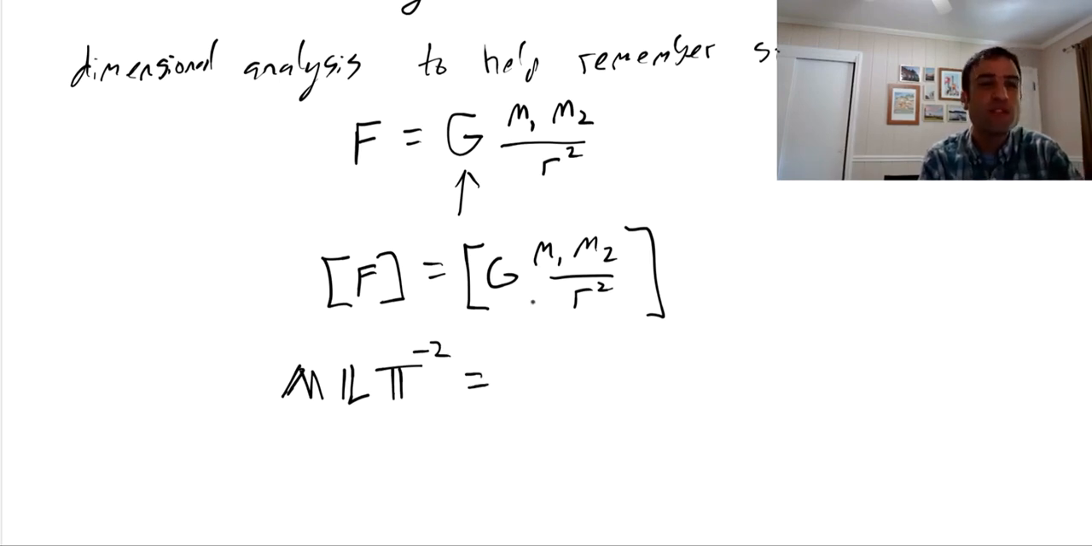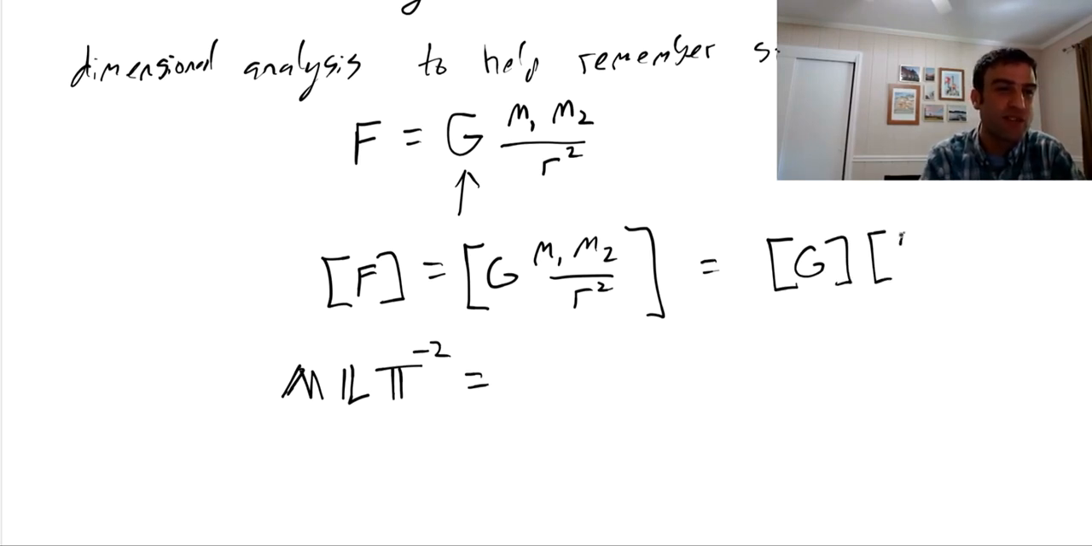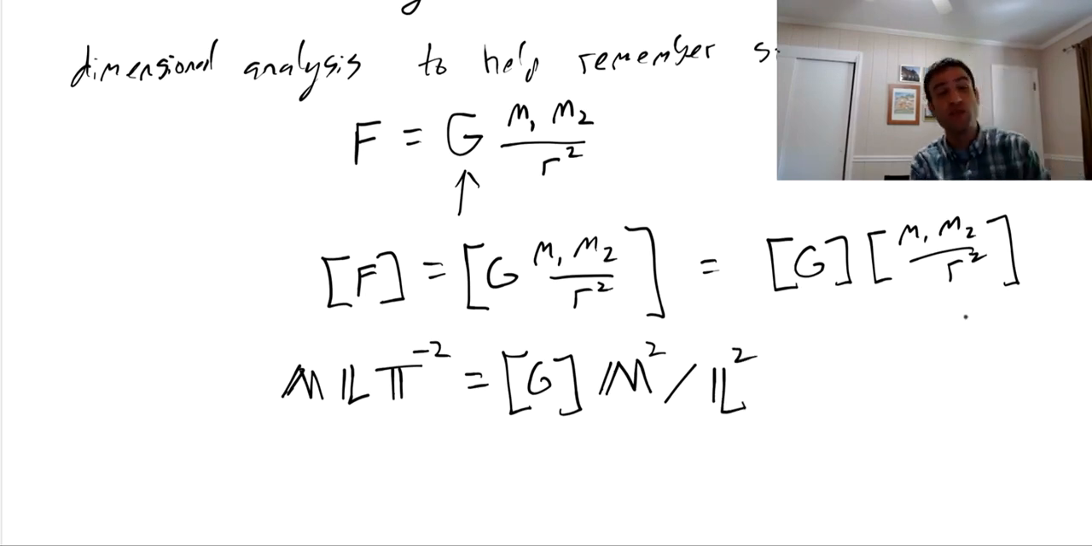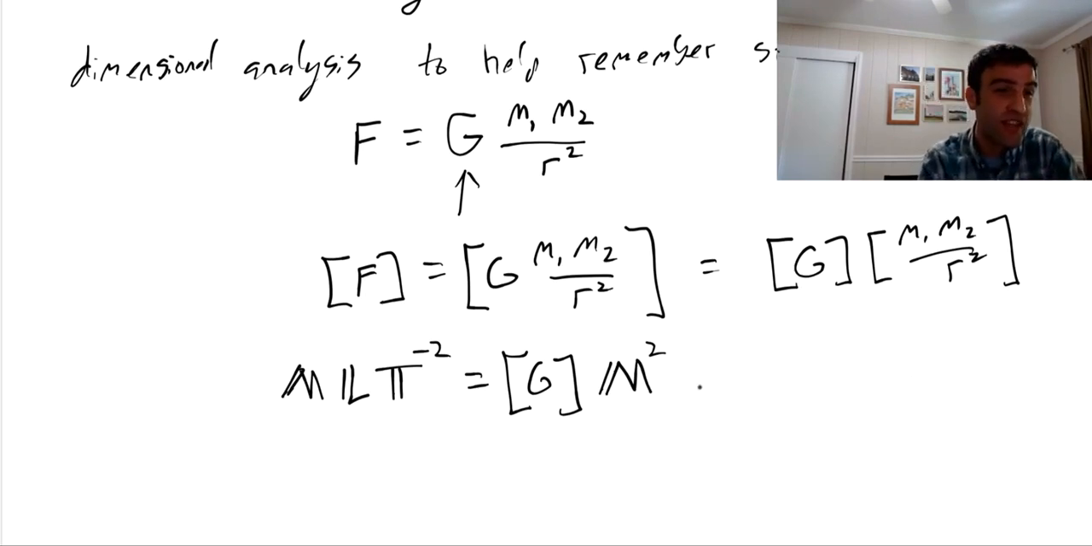And what are the dimensions of this whole thing? Well, this is going to be equal to the dimensions of g multiplied by the dimensions of m1, m2 divided by r squared, right? So that's dimensions of g multiplied by, I guess I have 2 powers of mass, so that's mass times mass, divided by 2 powers of length. This r squared has units of inverse length. So I could write that again as L to the minus 2, okay?